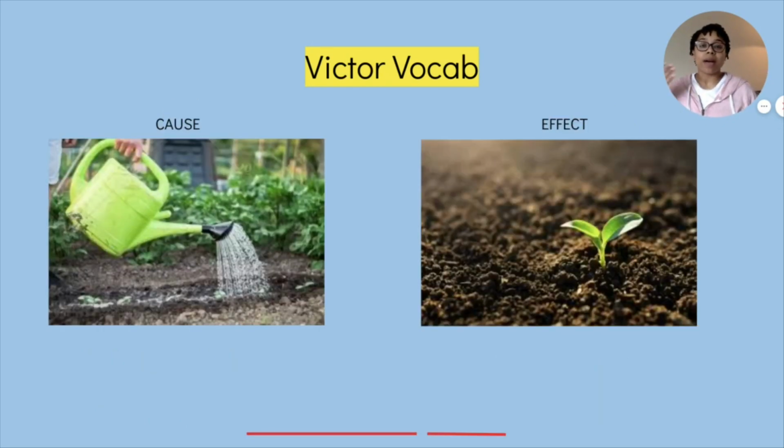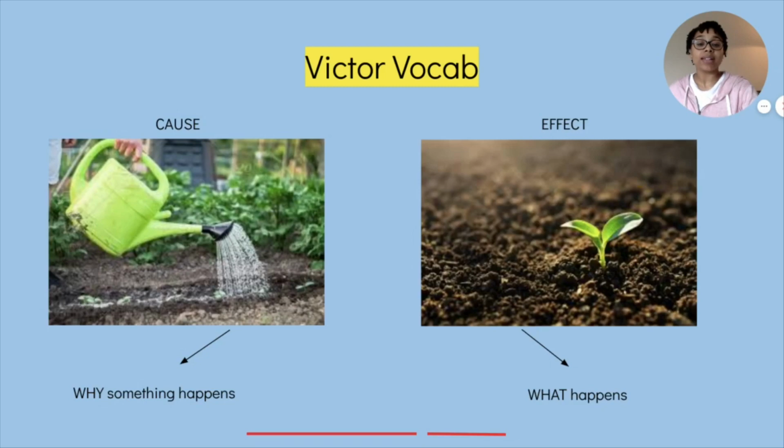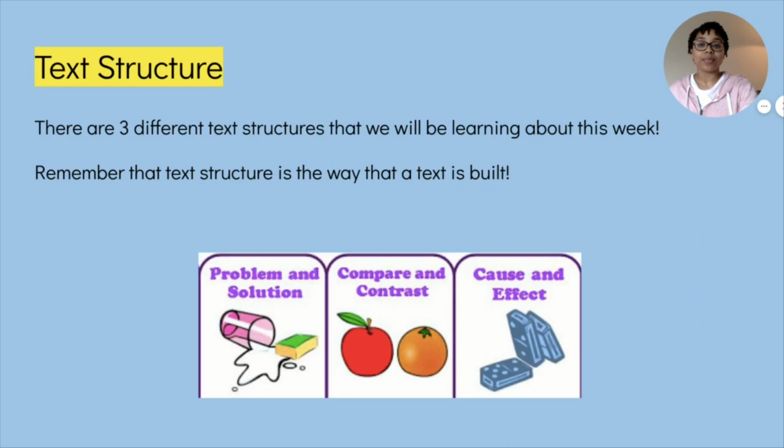Alright, so let's talk about cause and effect. Cause is why something happens, and the effect is what happens. So if you take a look at this picture here, the cause is watering soil, and the effect is that a plant grows. So I can say, because I watered the soil, a plant grew. There are 3 different text structures that we're going to be working with this week. Yesterday, we learned about compare and contrast, and today we're going to be zeroing in on cause and effect.